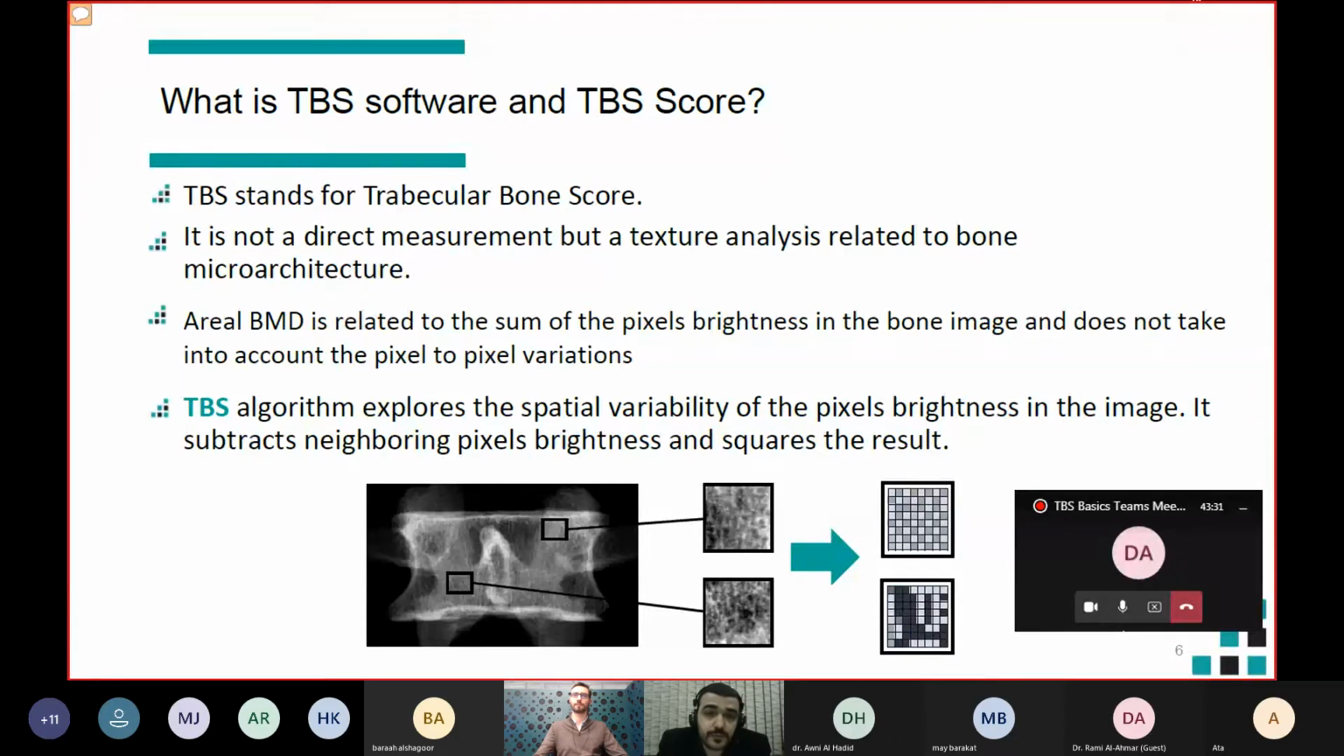So what is the TBS software and what is the TBS score? TBS stands for trabecular bone score. It is not a direct measurement, but a texture analysis. It analyzes the grayscale of the image that is already scanned by the BMD software or the DEXA machine. While areal BMD is related to the sum of the pixels' brightness, it doesn't take into consideration the pixel to pixel variation. That's what the TBS algorithm does. The TBS algorithm explores the spatial variability of pixel brightness in the image, and it subtracts the neighboring pixels' brightness and squares the result. So that's how this tool works.